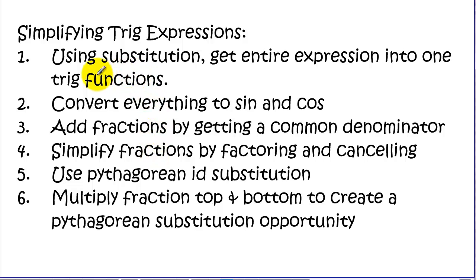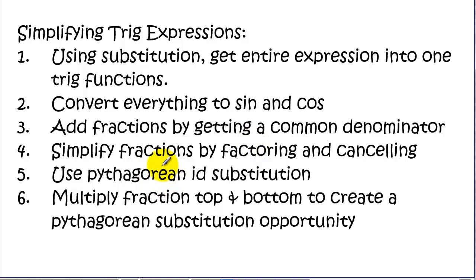We may use one of the identities to substitute in for one of the items in the expression, trying to get the entire expression, say, into all of one type of trig function. Sometimes we want to put everything in terms of sines and cosines. We will have expressions that have fractions, and we'll want to add the two fractions to get a single term by getting common denominators. We may have fractions that we can simplify by factoring and canceling.